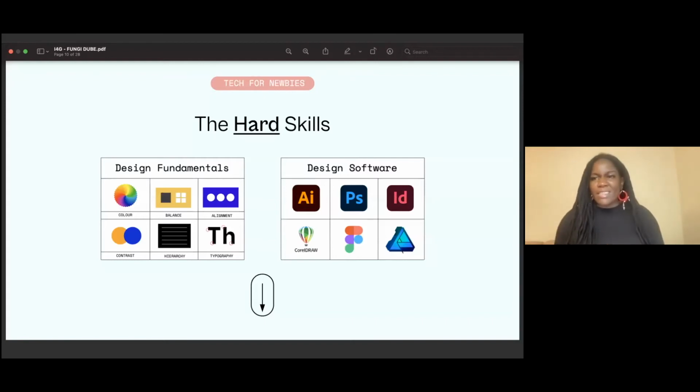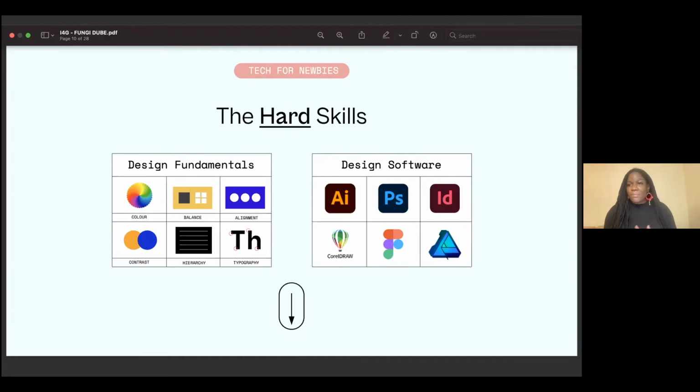Chisa was amazing. He gave free options that we can try out. But you can also look into other options like Affinity Designer or Figma. You can still do amazing, amazing vector work inside those apps.